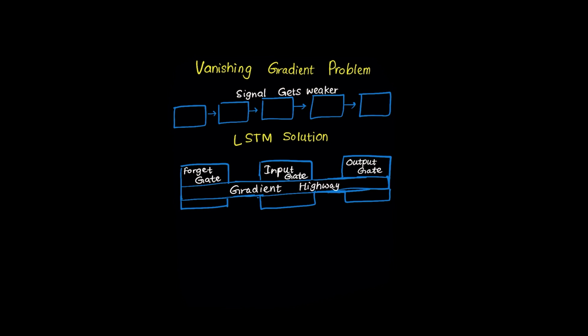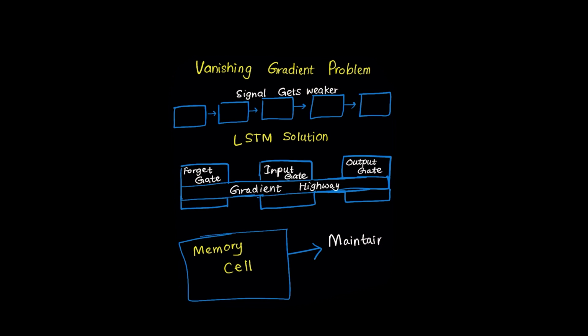These gates carefully control what information to remember, forget, and output, maintaining strong gradient flow even through long sequences. This architecture specifically targets the vanishing gradient problem, while keeping the sequential processing capabilities essential for understanding conversation context.